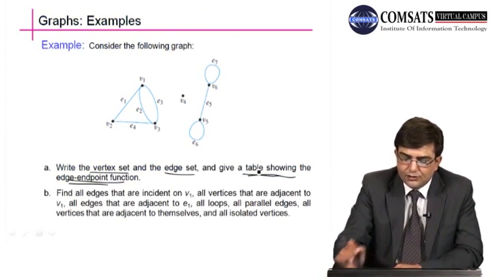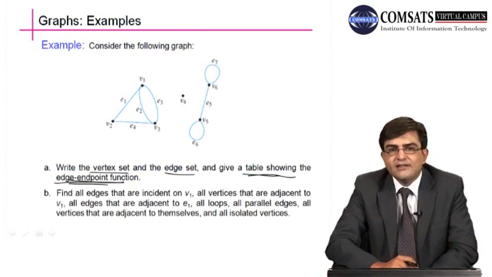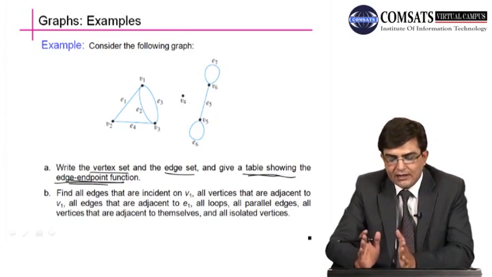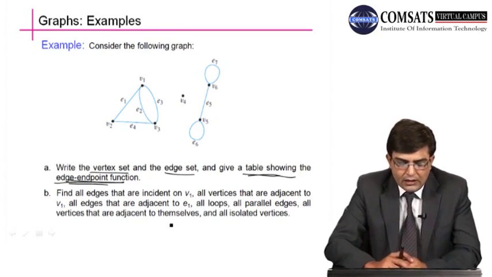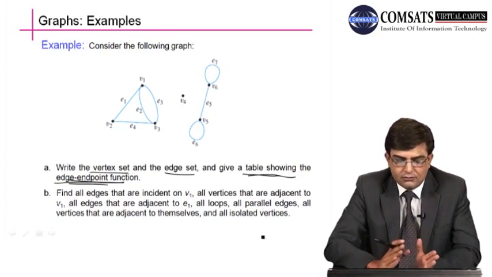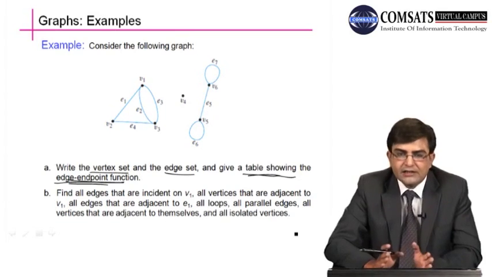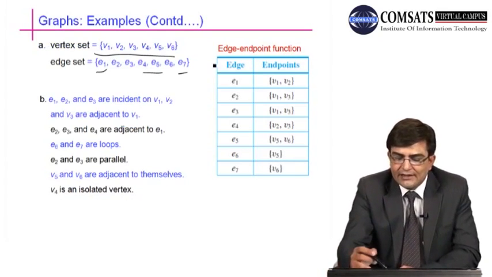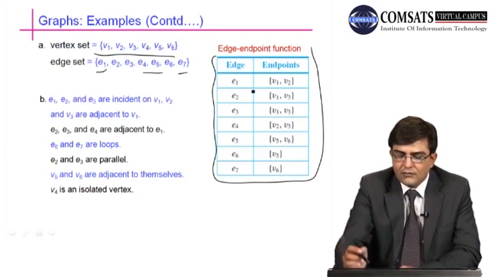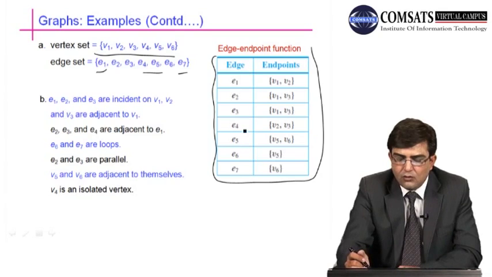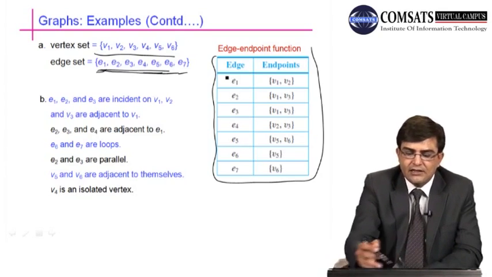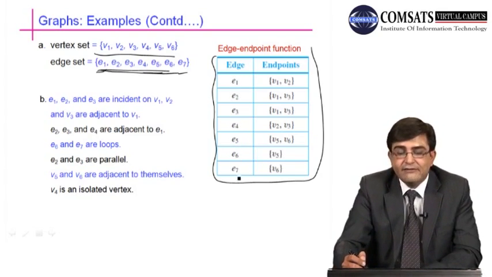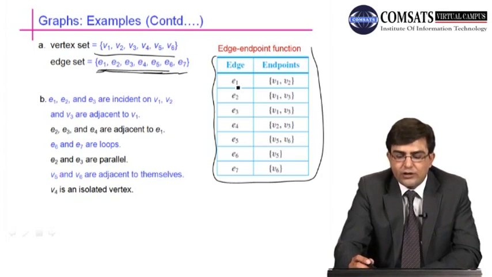Now the last thing is a table showing the edge endpoint function. In this table, in the first column we shall write the edges, and then in the second column we shall write the vertices which are the endpoints of those edges. So edge endpoint function is basically a table which is here. In the first column we write all the edges which come in the edge set, E1, E2, E3, E4, E5, E6 and E7. Endpoints. Now what are the endpoints of E1?